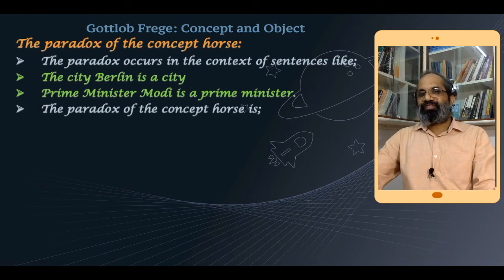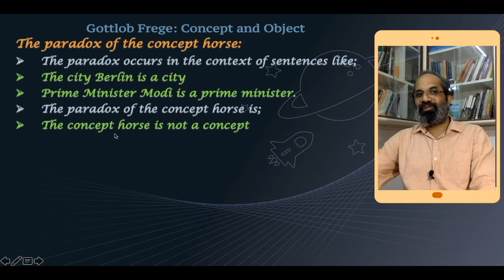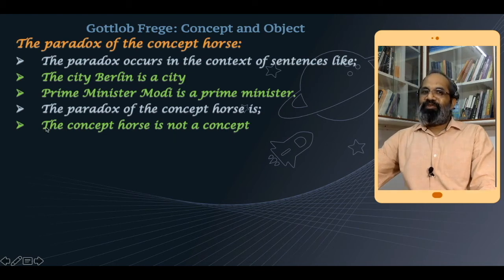But the paradox of the concept horse is that the concept horse is not a concept. This is somewhat paradoxical because if the city Berlin is a city and Prime Minister Modi is a Prime Minister, then the concept horse must be a concept. We should have written it, the concept horse is a concept. See here, corresponding to Berlin, here there is horse. Corresponding to the city, here there is the concept. Now this same city is repeated here, then the same concept must have been repeated here, but that's not the case. Instead of the concept horse is a concept, we are forced to say that the concept horse is not a concept. Why is that?